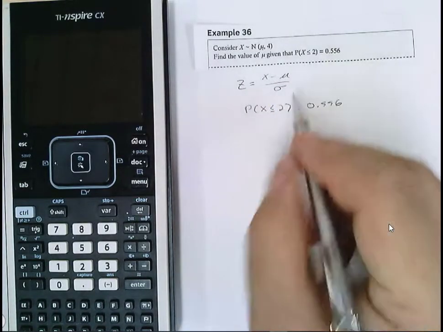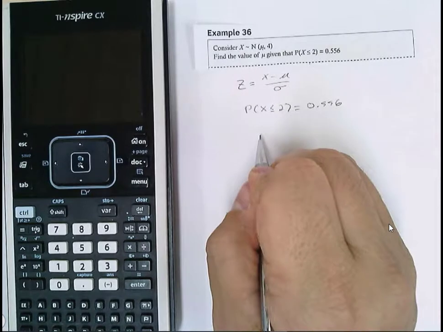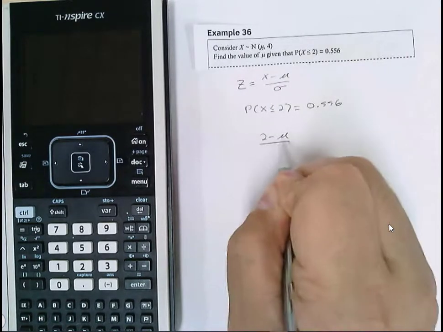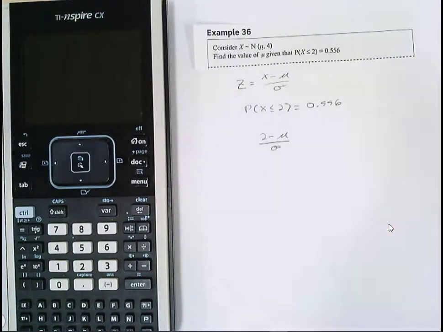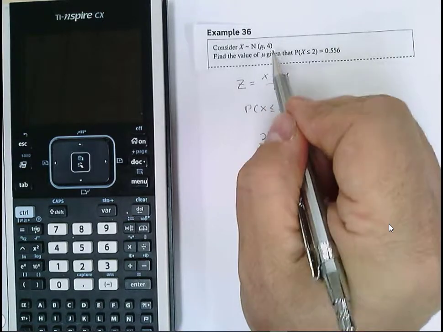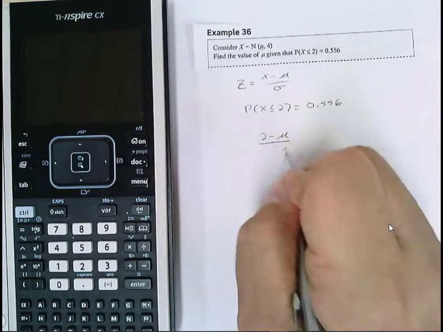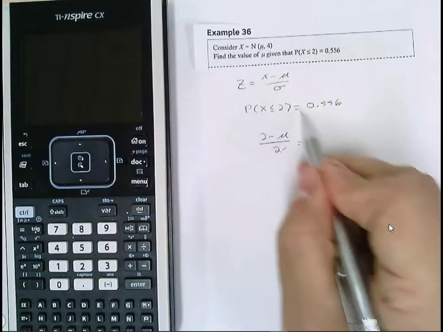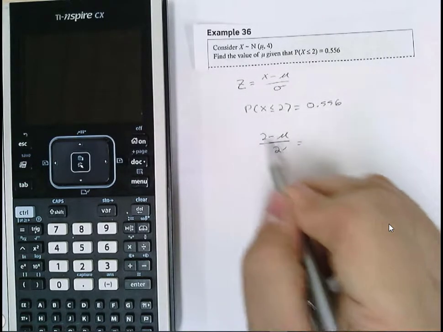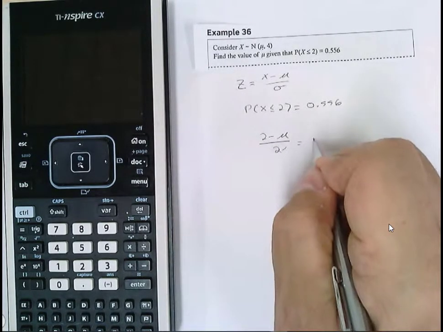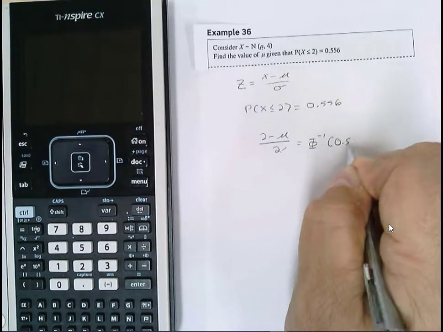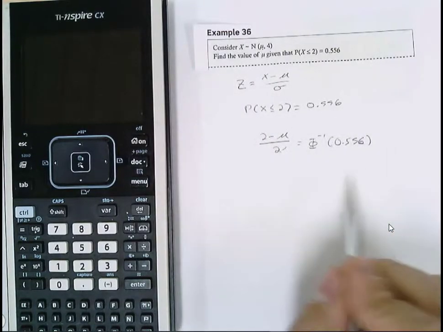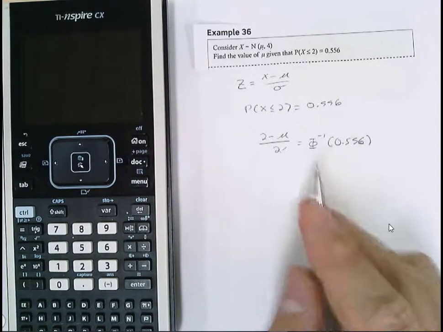So using the values up here, this would be our random variable, 2. So we'd have 2 minus our mean over our standard deviation. This is our variance, and if the variance is 4, then our standard deviation is actually 2. And then if I take the area of this for a normal distribution, I would take the inverse of this value, 0.556, then I can figure out what this value is. I'll just go ahead and solve this.